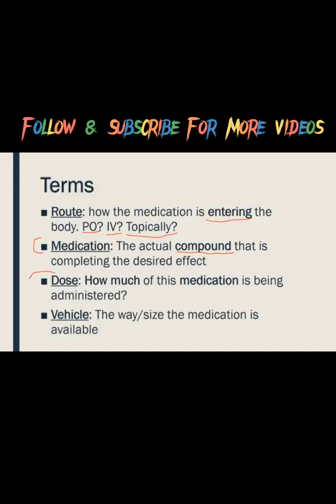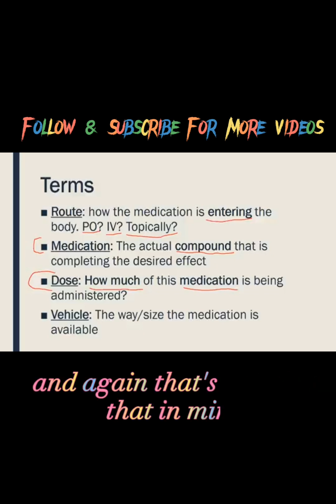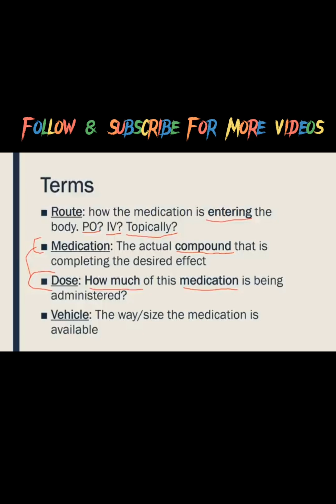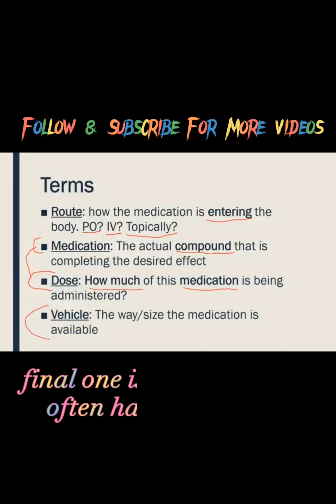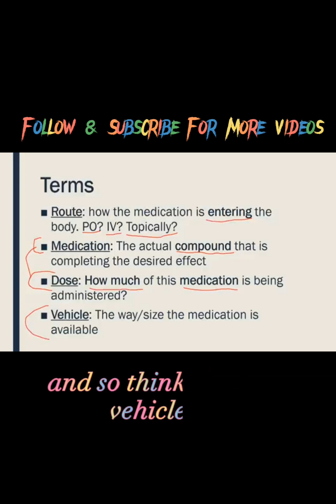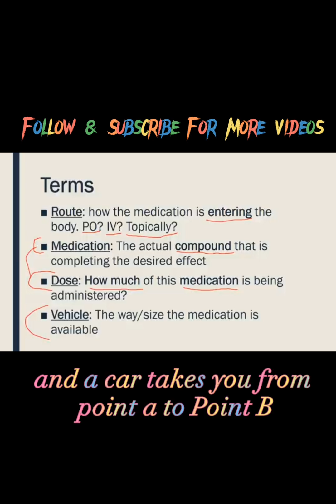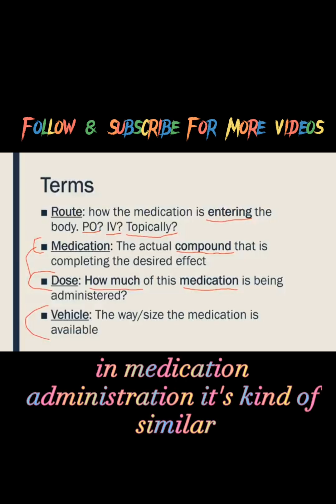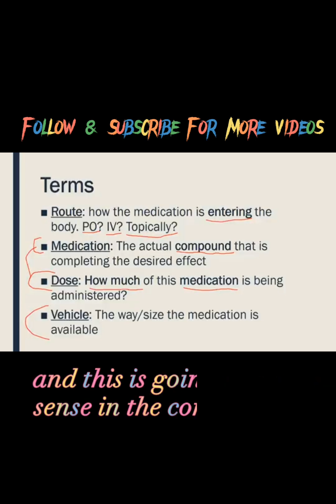So the dose. The dose is how much of this medication is being administered. Keeping that in mind is going to make more sense in the coming slides when we do the practice questions. The final one is one that people often have trouble with, and that's the vehicle. Think of what a vehicle does in real life. When you think of vehicle, you think of a car, and a car takes you from point A to point B. In medication administration, it's kind of similar, because this is the way the medication is available, and this is going to make sense in the coming slides.